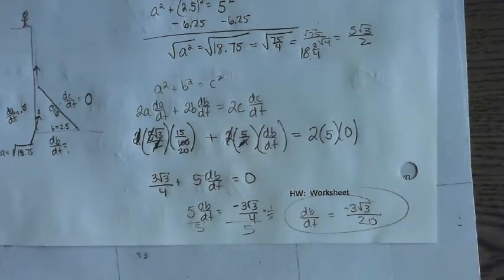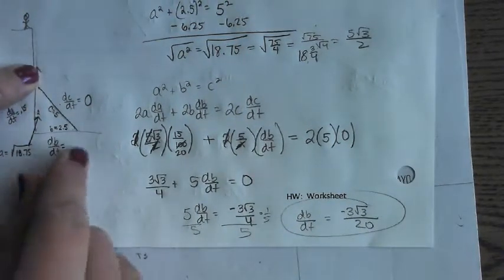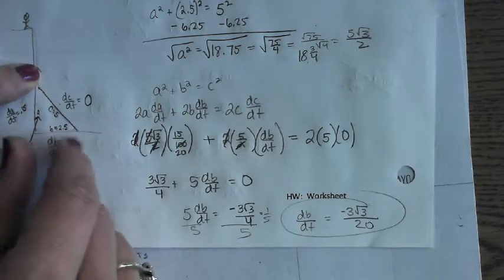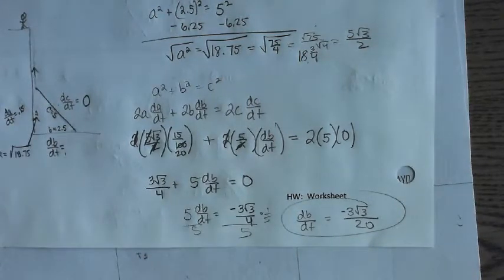Now, things to look for. Should dB/dt be negative? If this is pulling up, this is pulling in and shrinking. So yes, the negative makes sense. Do you follow?